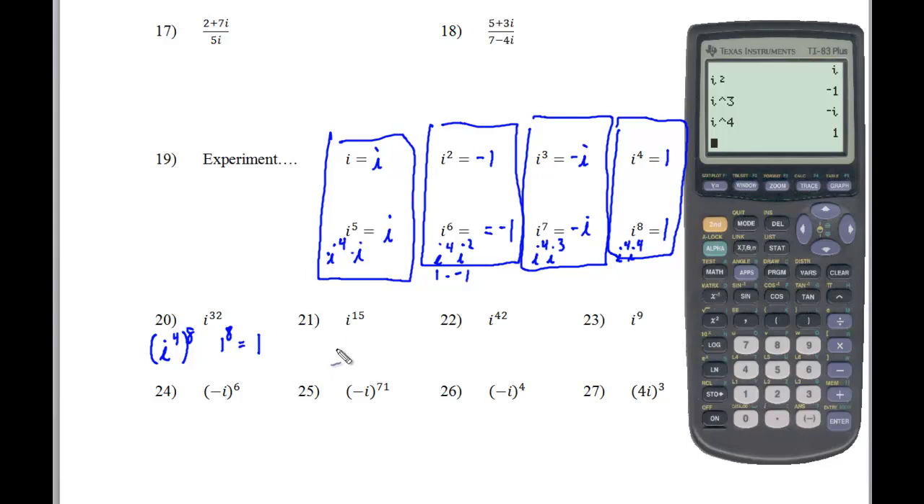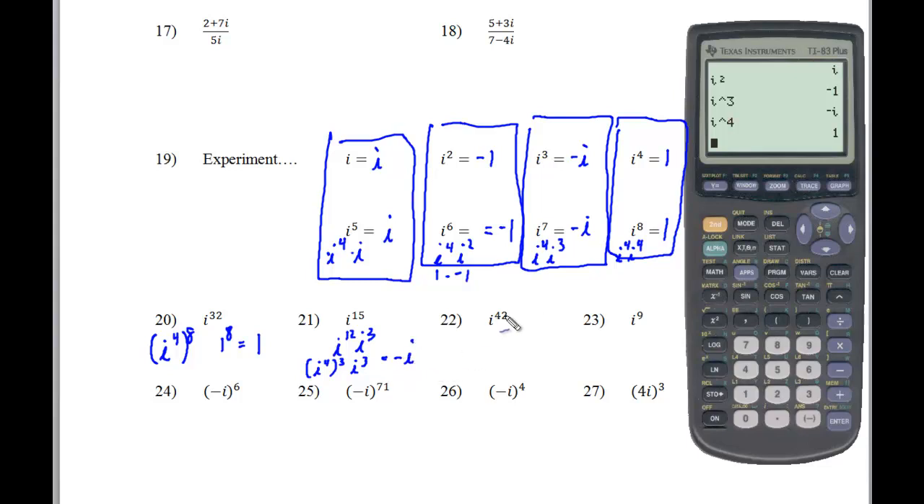Now i to the 15th. The last one was easy because it was divisible by 4. But for i to the 15th, I think to myself, okay, think of all the multiples of 4. That's i to the 12th, because i to the 12th is 4, 4, and 4. Now I need i cubed, and i to the 12th is i to the 4th to the 3rd power, and then it's i cubed. i to the 4th is 1, and 1 times 1 times 1 is 1, which leaves me with i cubed, and for my chart here, it's going to be negative i.